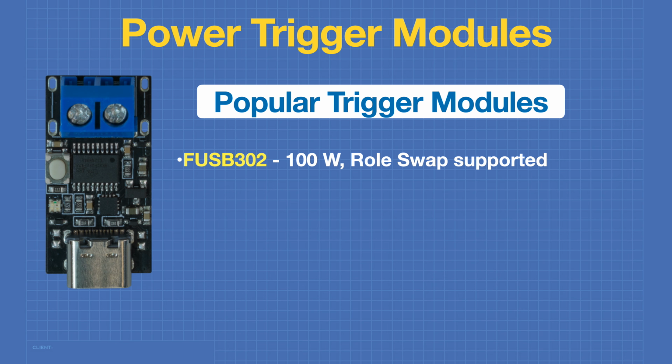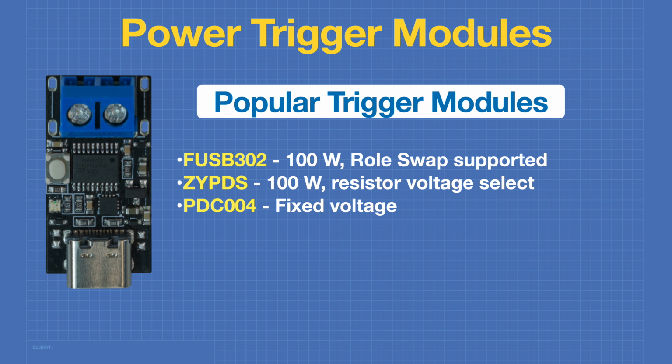The HUSB238 is a module that supports role swapping, so it can allow your device to be both a charger and a device that consumes current. The ZYPDS trigger module is one that uses resistors to select the output voltage. The PDC004 is an interesting trigger module in that you purchase it with a fixed voltage, so you select the USB PD voltage you wish and pick up a module with that voltage.